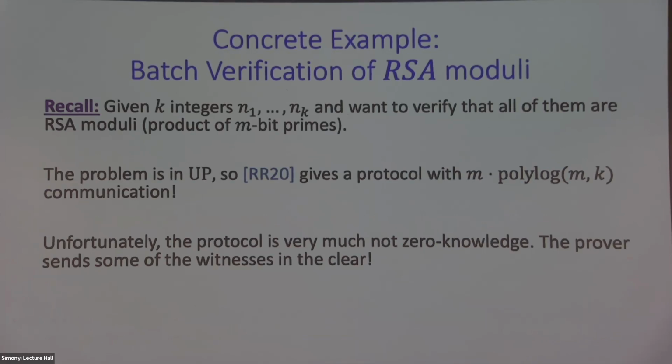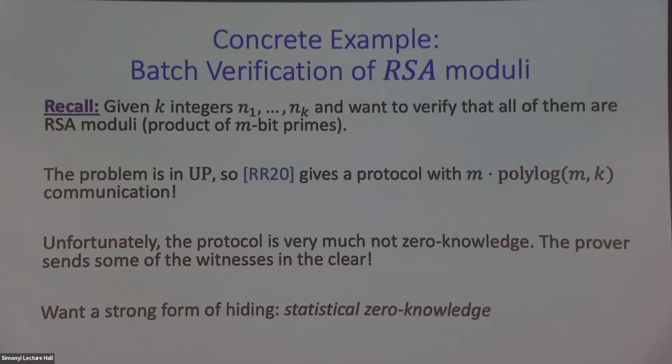So we're pretty happy. But that protocol is even worse in the sense of IP equals PSPACE, because that protocol actually explicitly reveals some of the witnesses. So it's as non-hiding as you can get. And the question that I want to ask now: can we do batch verification while preserving strong hiding properties like zero knowledge?